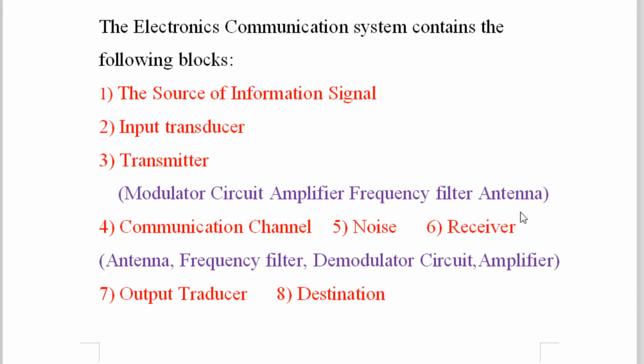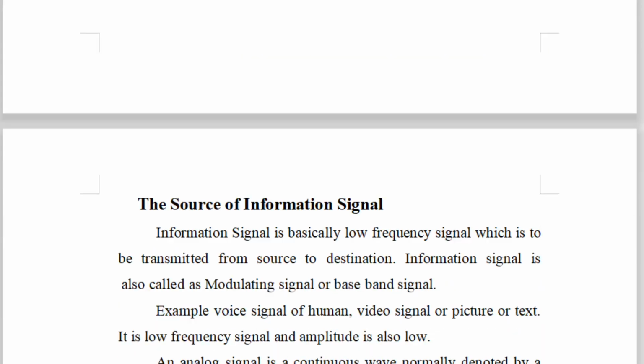One more thing you note over here: in the transmitter, the last block is the antenna, but in the receiver, the first block is the antenna. So in this way you will understand from the next blocks which we are going to study one after the other. Now these are the 8 blocks of our electronic communication system. So let us go in detail one by one.